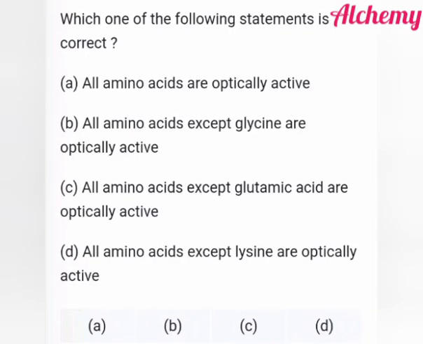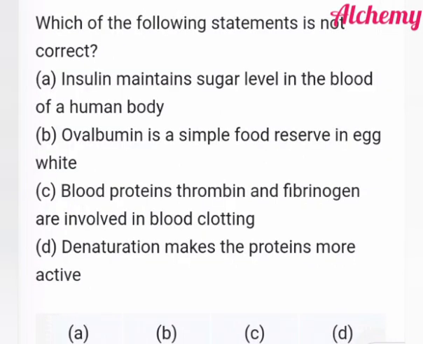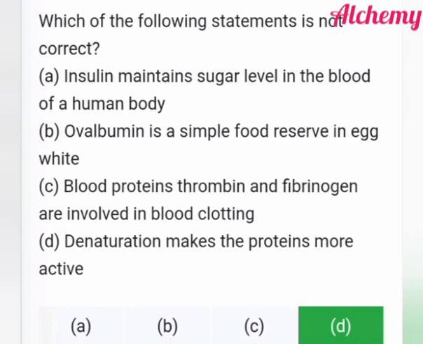Next question. Which one of the following statements is correct? The correct statement is option B. All amino acids except glycine are optically active. Next question. Which of the following statements is not correct? The incorrect statement is option D. Denaturation makes the protein more active, which is incorrect.